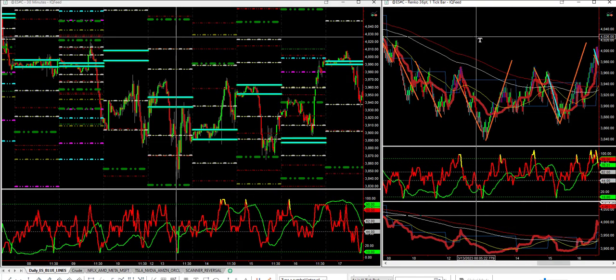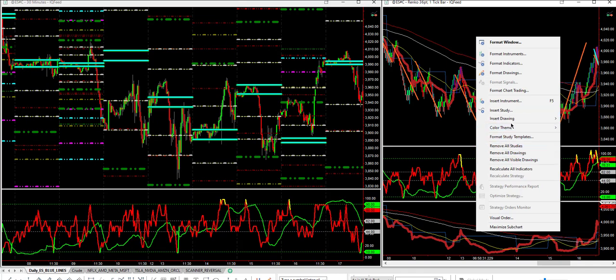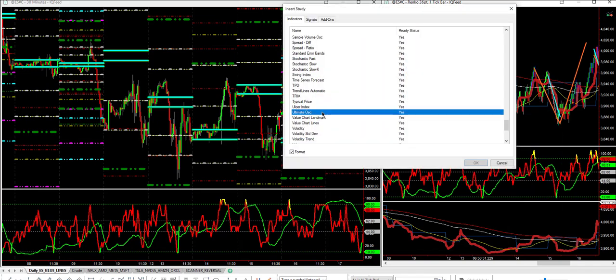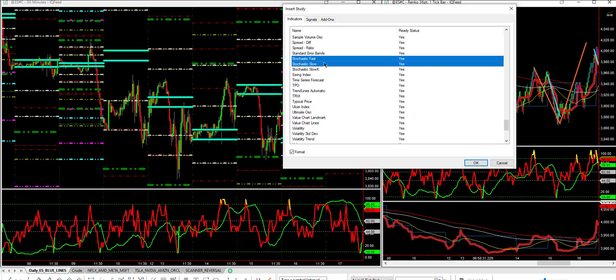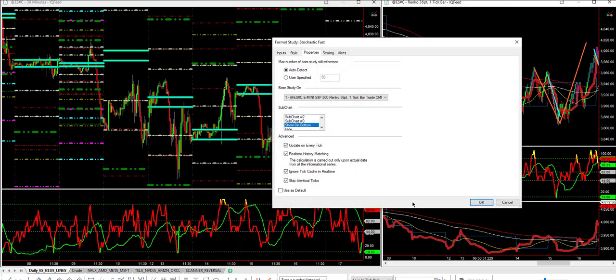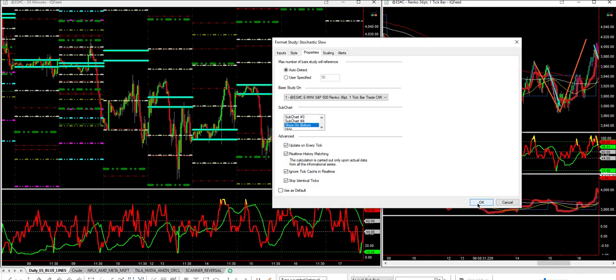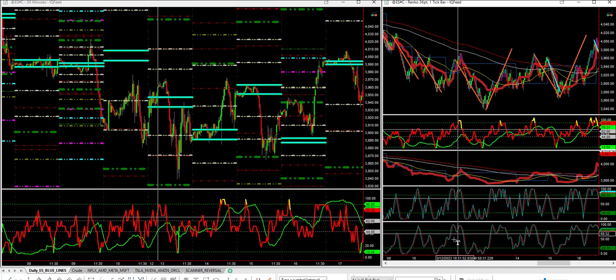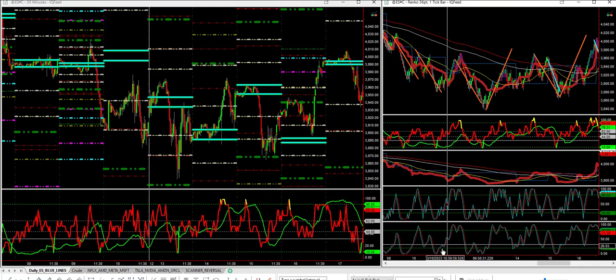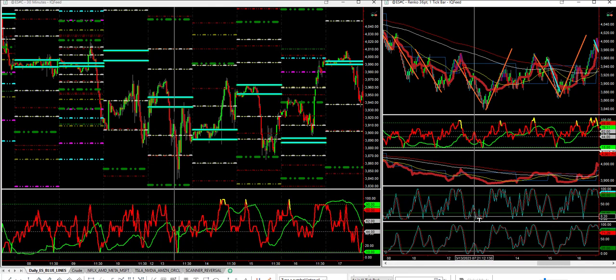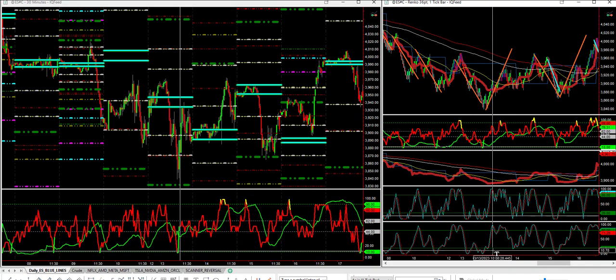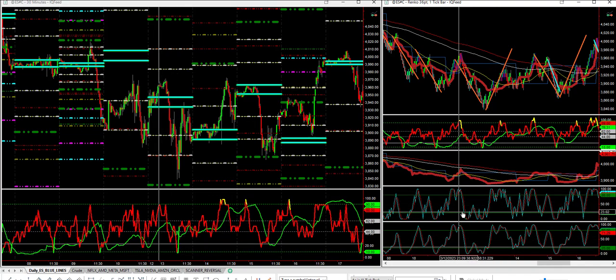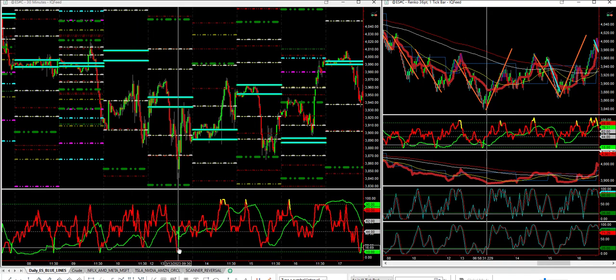It went somewhere. Maybe let's try something else. Maybe let's try stochastic, slow and fast. Okay, this is fast, this is slow, this is overbought, oversold, right? So overbought can be overbought for a long time, oversold can be oversold for a long time. These problems are already solved by this oscillator, right?